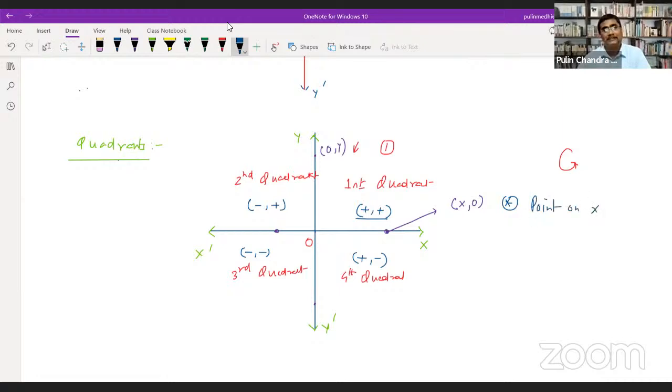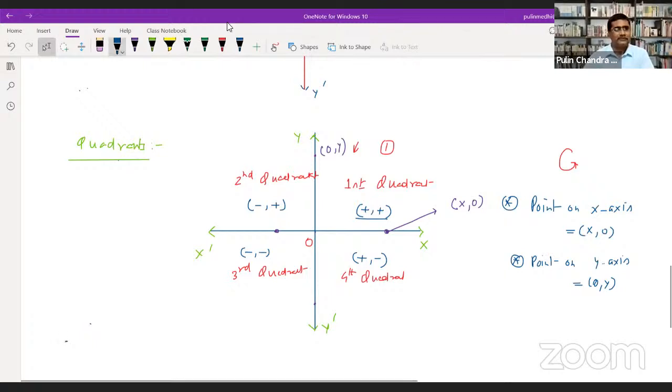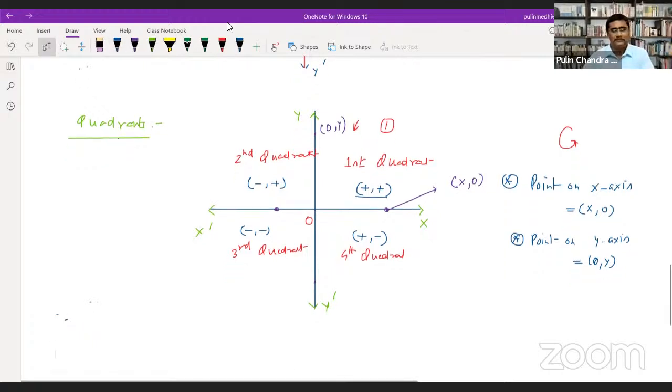Point on x-axis is of the form x, 0. I am just writing like this, I am not writing any wordings. This is the form. And then point on y-axis is of the form 0, y, right? This is very, very important to know, because we are going to have some questions and students are getting confused with this particular part, right? So you should not confuse with this, okay? Just hold on, I have to scroll down.